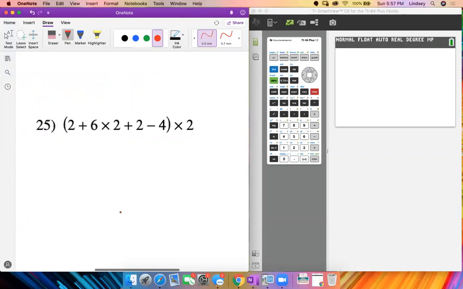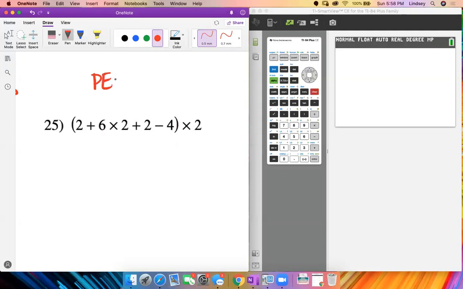Okay, so let's do one that has a little bit more operations in it. Take a second to write that one down. We have 2 plus 6 times 2 plus 2 minus 4, times 2. So once again, we have PEMDAS. According to this, we have to do parentheses first. However, I see 4 operations within my parentheses. So which do we do first? We have addition, multiplication, addition, and subtraction. According to my order of operations, I'm going to do the multiplication first.